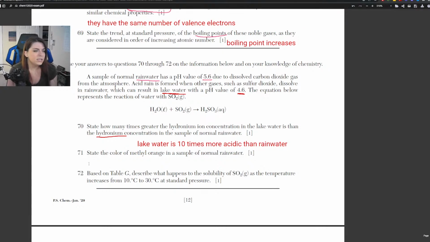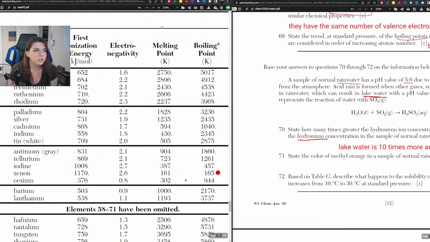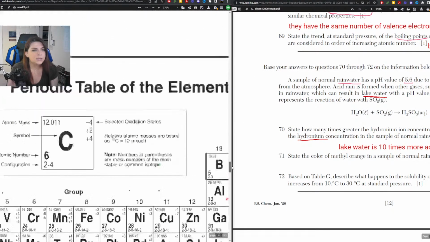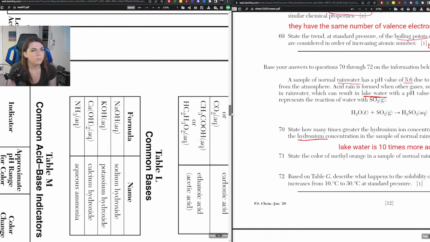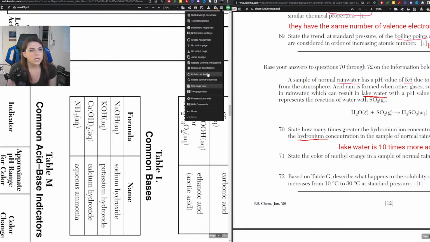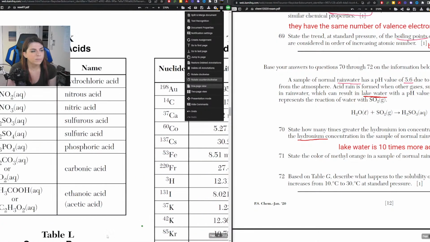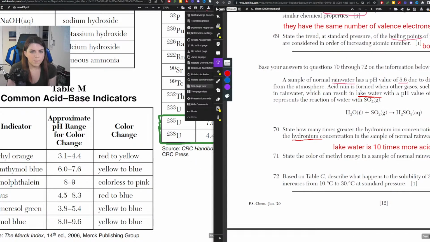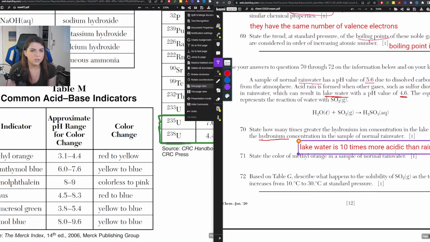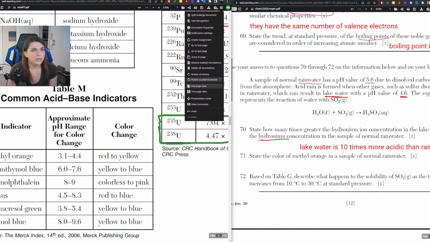Okay, then it says to state the color of methyl orange in a sample of normal rainwater, which means we need the reference table for indicators. I did this yesterday. I feel like this reference table could be written better, but we have to work with what we have. Rotate, please. We're talking about methyl orange in the normal rainwater. The rainwater has the pH of 5.6. I'm going to write it on this reference table.